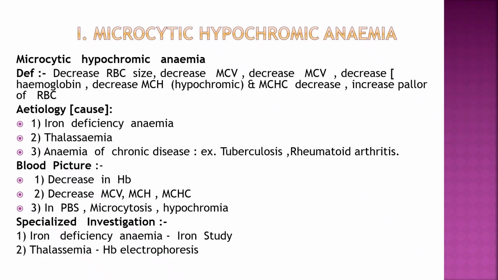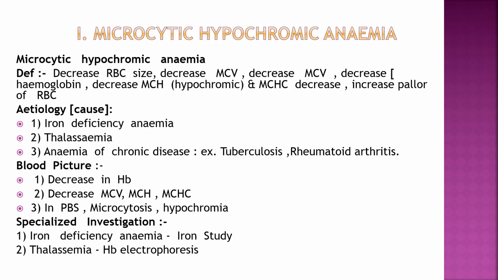One very common cause for this is iron deficiency anemia. Then it can be a genetic defect seen in a few children, that is thalassemia, and sometimes anemia of chronic disease like tuberculosis, rheumatoid arthritis. In the blood picture we can see decreased hemoglobin, decreased RBC indices like MCV, MCH, MCHC, and in PBS we can see microcytosis and hypochromia.